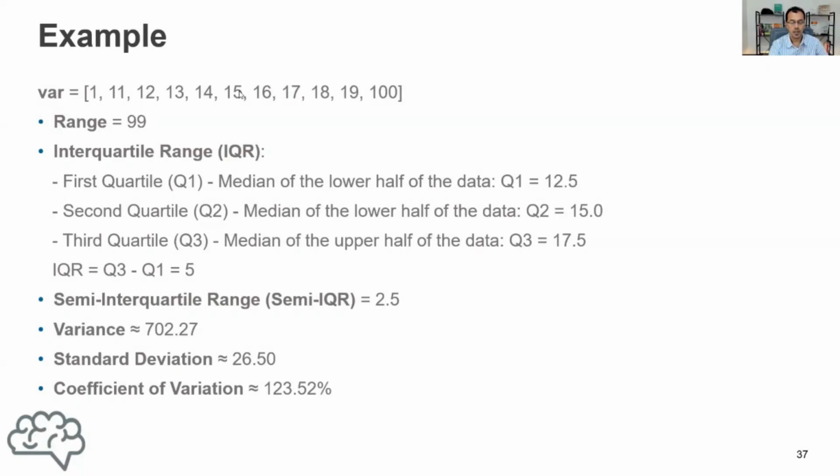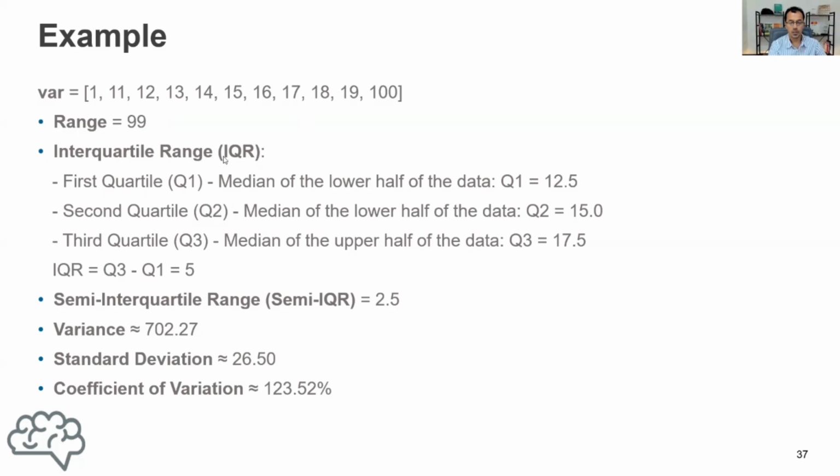To illustrate, let's take the same example that we used for the central tendency measures. Here we have a variable with 11 values, and to calculate the range, we simply take the largest value, which is 100, and subtract the smallest one, which is 1, and the result is 99.